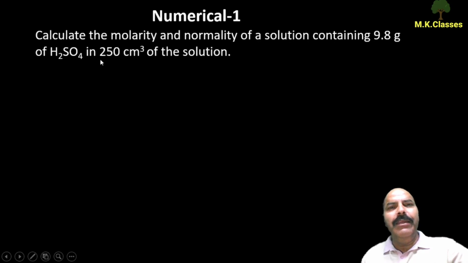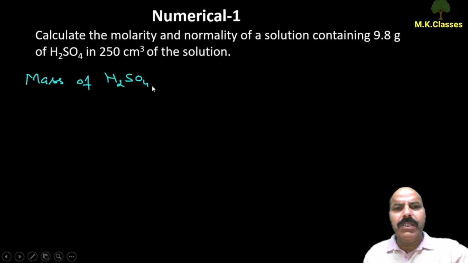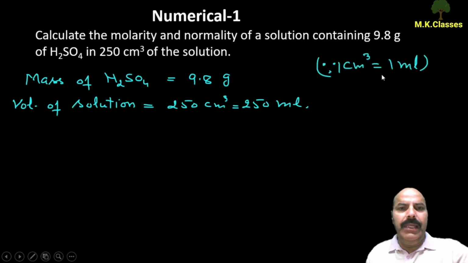So let's take the first numerical: calculate the molarity and normality of a solution containing 9.8 gram of sulfuric acid in 250 centimeter cube of the solution. This numerical is very simple. Here the mass of sulfuric acid is given, that is 9.8 gram. From this we have to find the number of moles, and the volume is also given, that is 250 centimeter cube of the solution, which is equal to 250 ml, because 1 centimeter cube is equal to 1 ml.